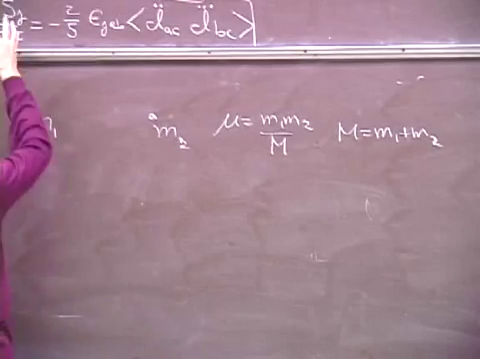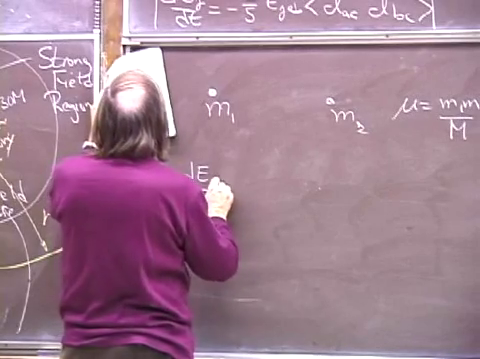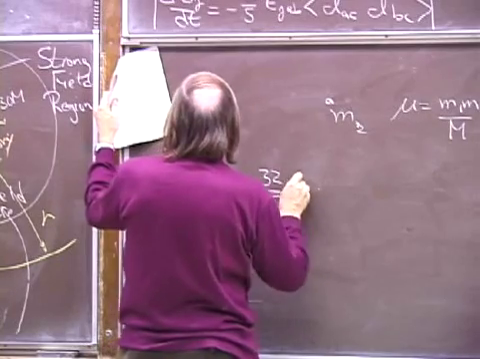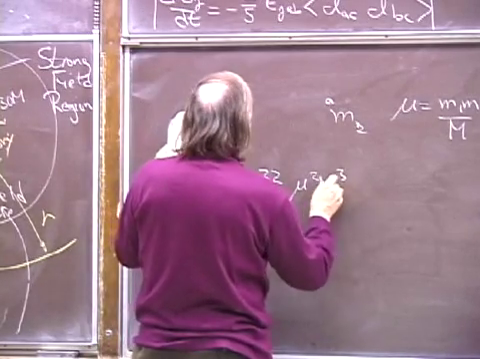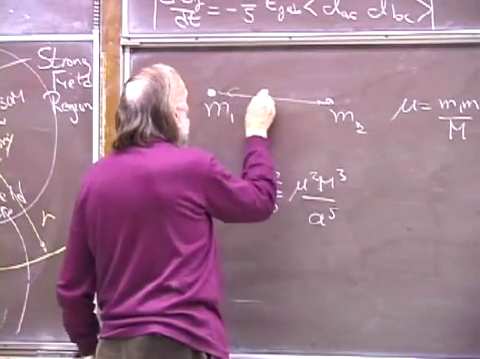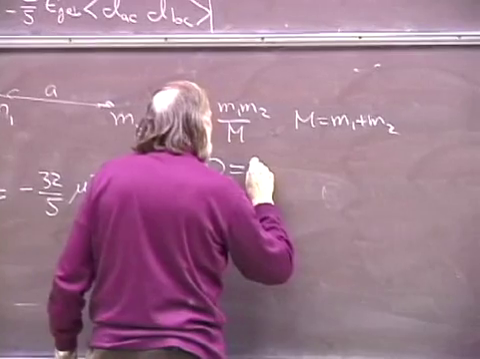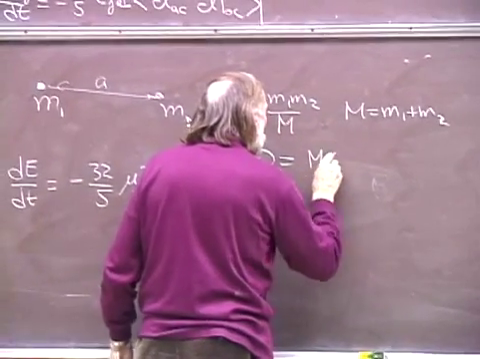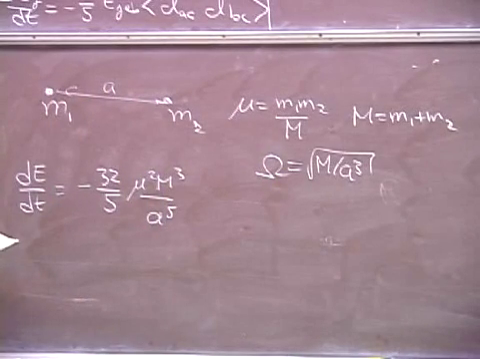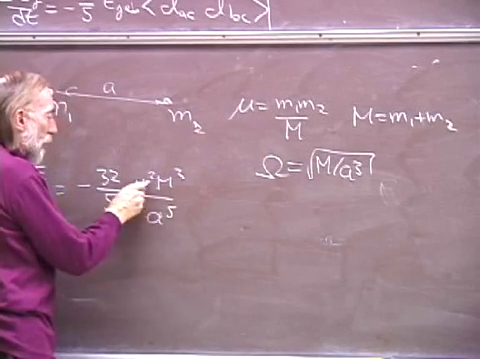And if you go through and just compute this energy loss, you wind up then, in this case, with dE/dt equal to minus 32 fifths mu squared m cubed over a to the fifth, where a is the separation between the two bodies. I remind you that the angular velocity is equal to the square root of m over a cubed, by Kepler's law. And so you can also write this in terms of the angular velocity instead of in terms of a, that is in terms of the masses and the angular velocity.